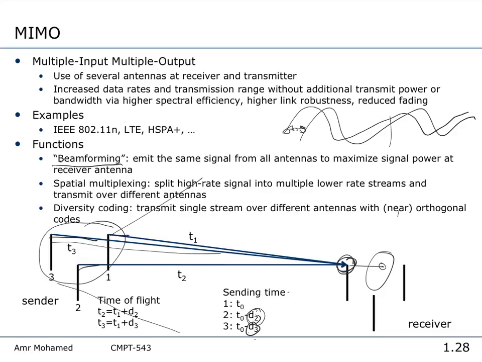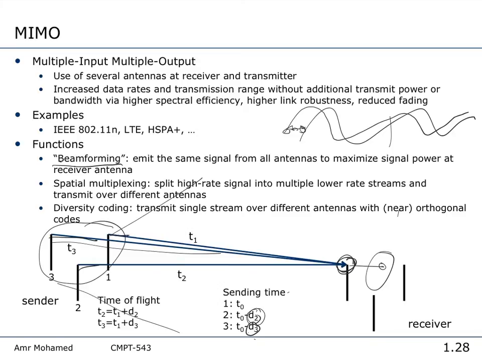You can have beamforming, you can have diversity combining, coding, spatial multiplexing, you can have all of this, and you can reconfigure the different antennas at the sender and at the receiver to do some of these techniques that we just talked about. At the center means some other device? No, if you have M antennas here, and M antennas at the receiver.